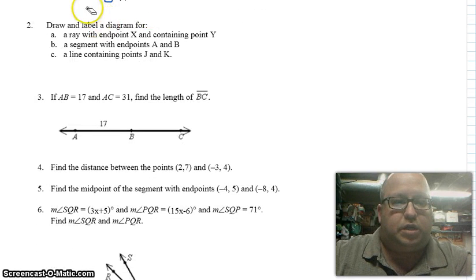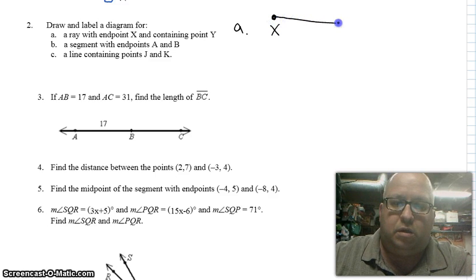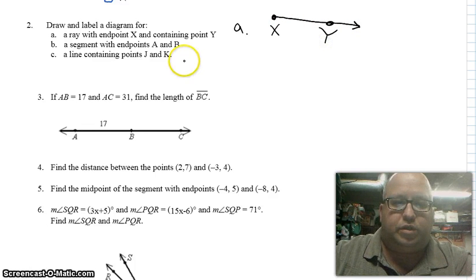C. Draw and label a diagram for various things here. Okay, we'll start with A. A ray with endpoint X and containing point Y. So it needs to start here at X. It goes forever in one direction. At some point, it contains point Y. That's what you need to see.